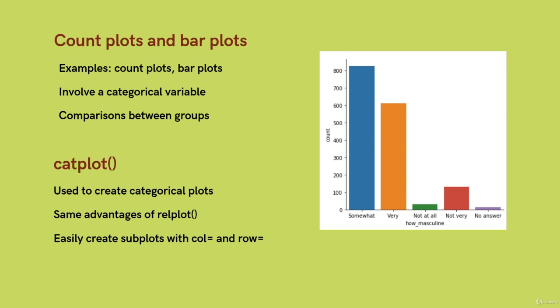The next what we have are the count plots and the bar plots. Now, one of the major features of count plot and the bar plot is that it involves a categorical variable. That means one variable has to be of categorical nature. It cannot be of numerical nature. That is the essential need or essential characteristic before you go for count plot or a bar plot, because both the count plots and the bar plots facilitate comparison between groups.